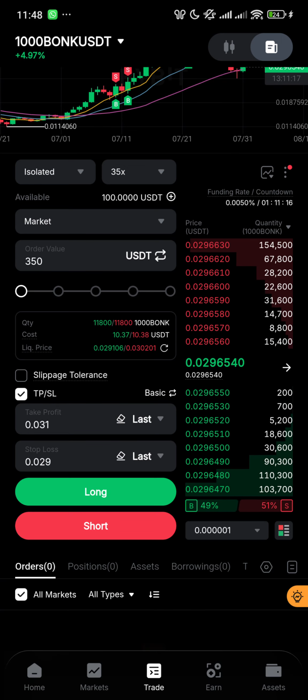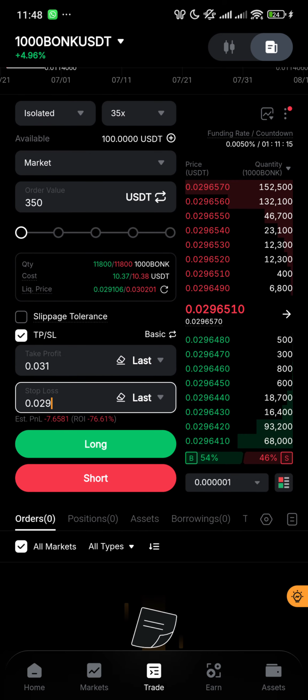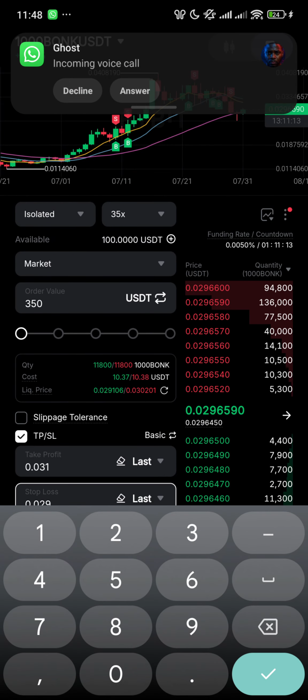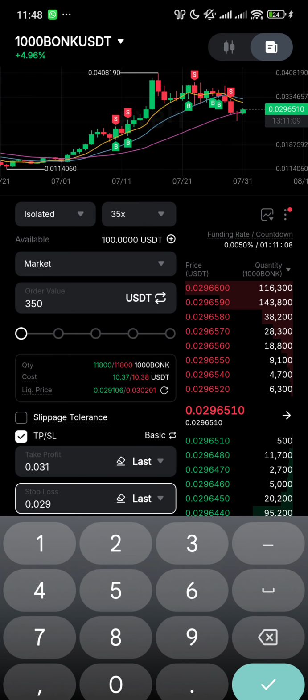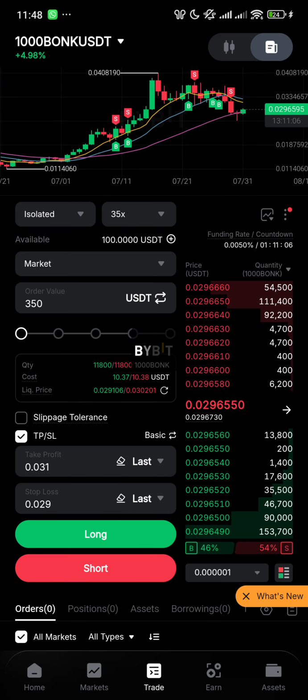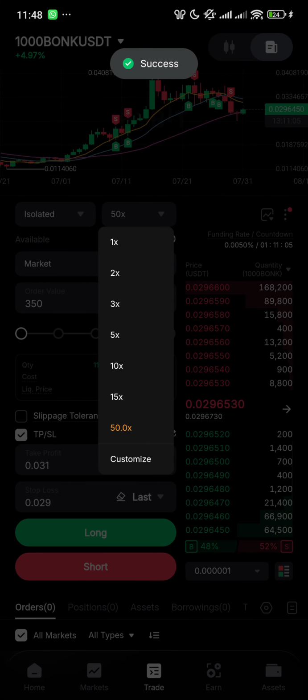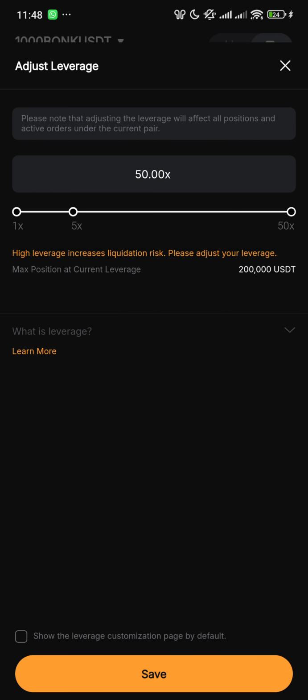So now let's come to our stop loss. Our stop loss is around 7. Sorry for that. Let me adjust this to 40 instead. I want to incur a $10 loss for this trade. So let's adjust this to 40.